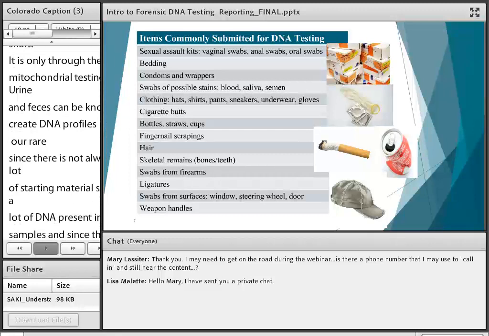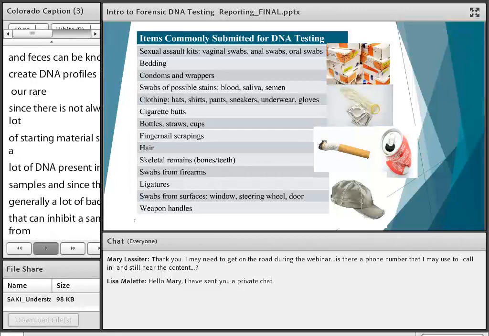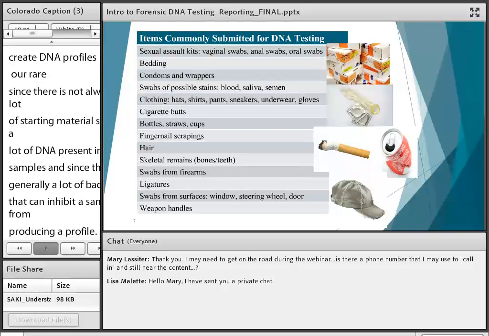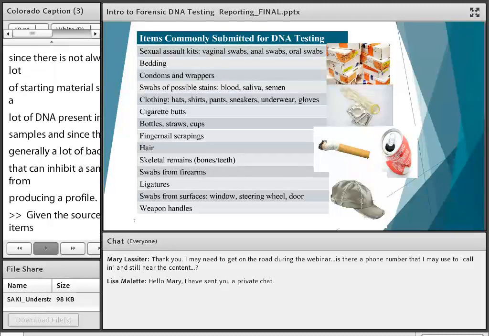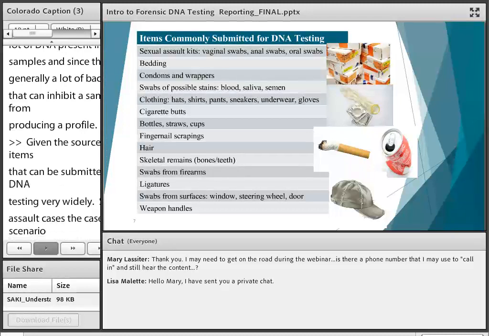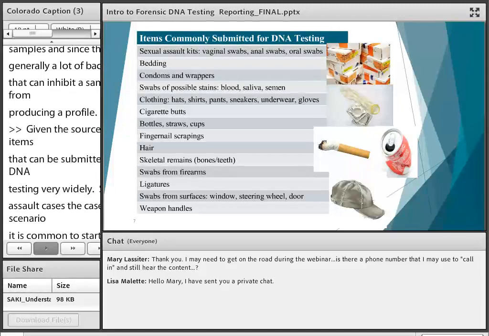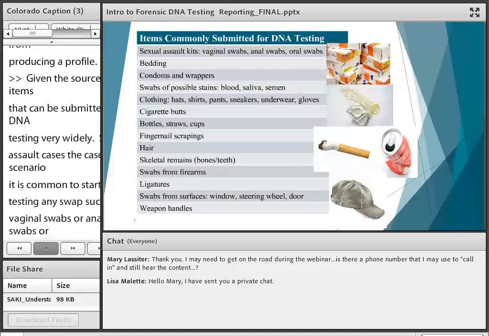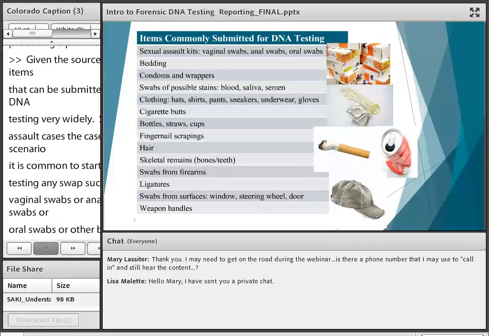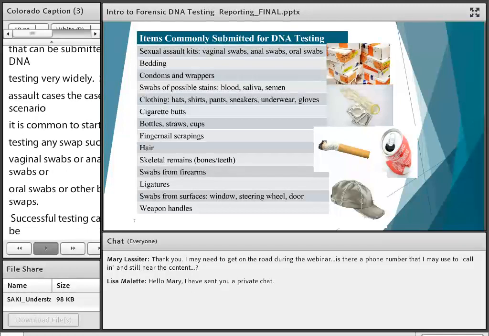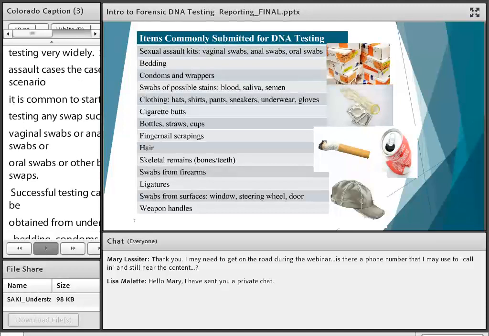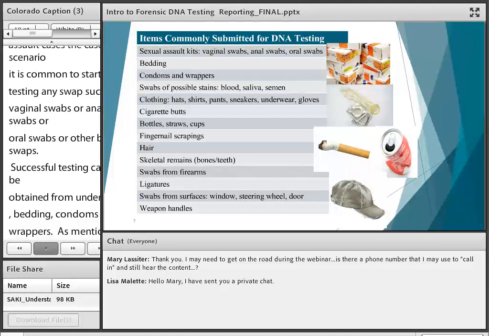Given the sources, the items that can be submitted for DNA testing vary widely. In sexual assault cases, depending on the case scenario, it is common to start with testing any intimate swabs, such as vaginal swabs, anal swabs, oral swabs, or other body swabs. Successful testing can also be obtained from underwear, bedding, condoms, and wrappers. As mentioned previously, sources of biological fluid, blood, semen, and saliva are among some of the best sources to collect for DNA testing, as they tend to produce robust and high-quality profiles.